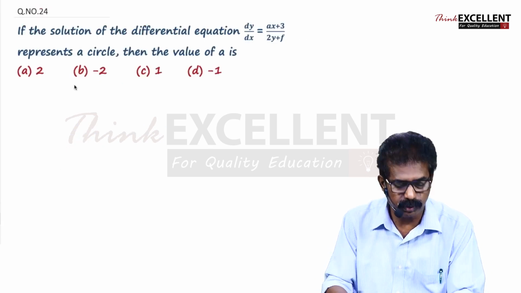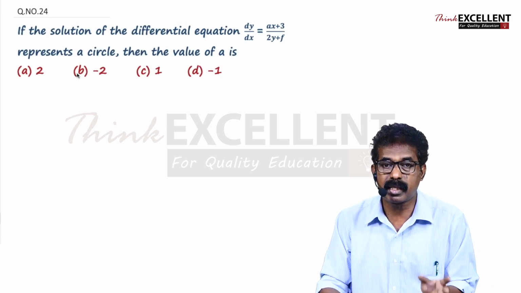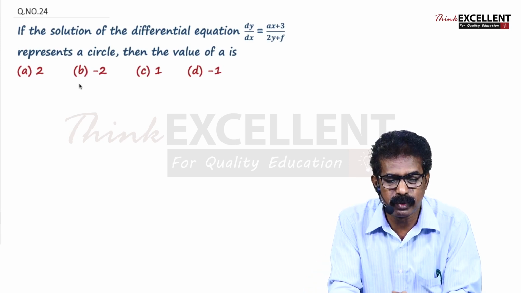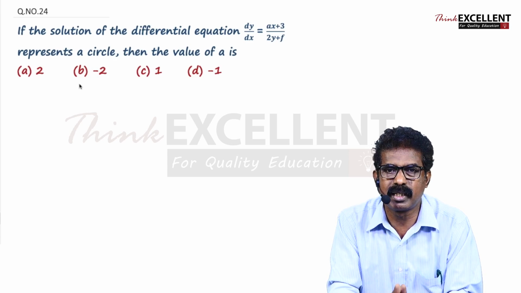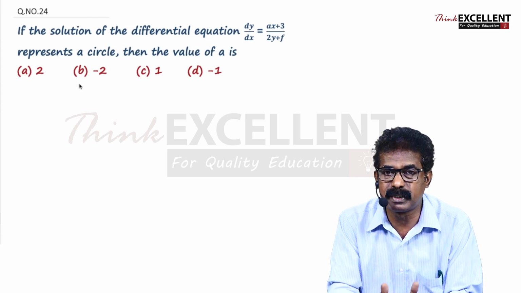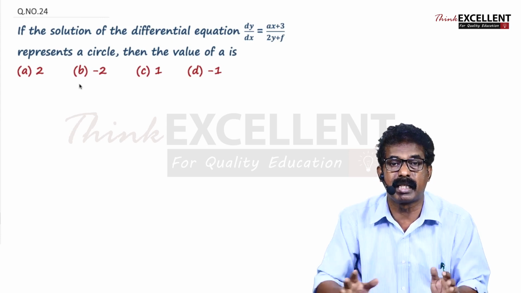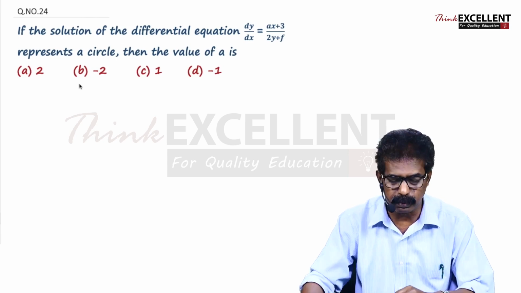Now question number 24. The solution of the differential equation represents a circle, then find the value of a. So not only the differential equation, you must also know the equation of a circle. What can you say about the conditions of a general second degree equation to represent a circle? The general second degree equation is ax square plus 2hxy plus by square plus 2gx plus 2fy plus c equals 0. For it to represent a circle, two conditions: h equals 0, that means there won't be any xy term, and the coefficient of x square and coefficient of y square must be the same, that is a equal to b. Okay, with this idea we'll try.